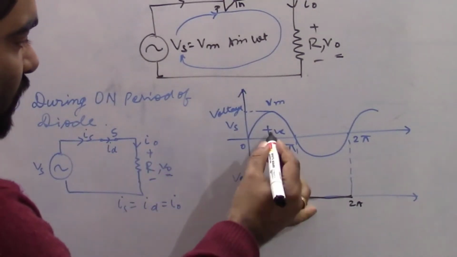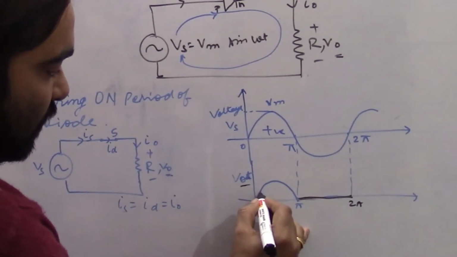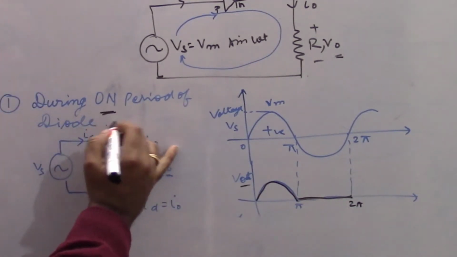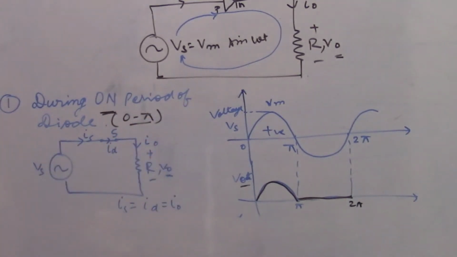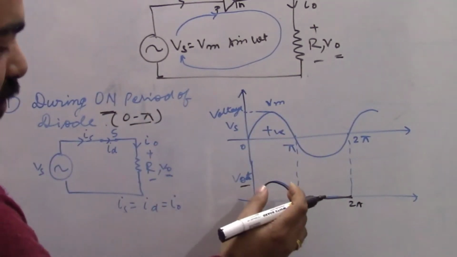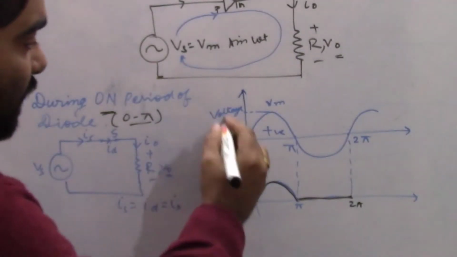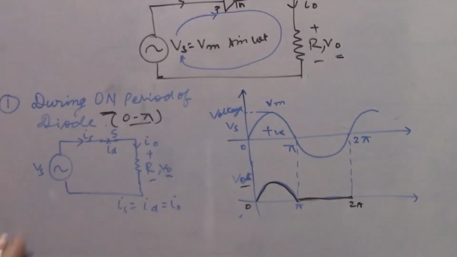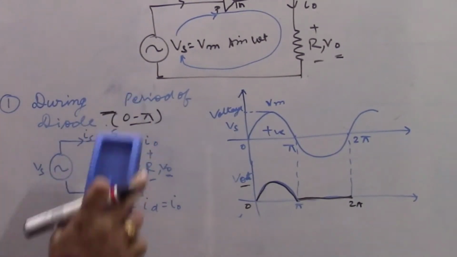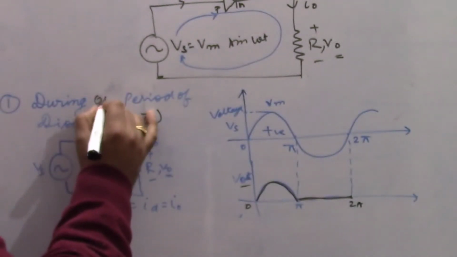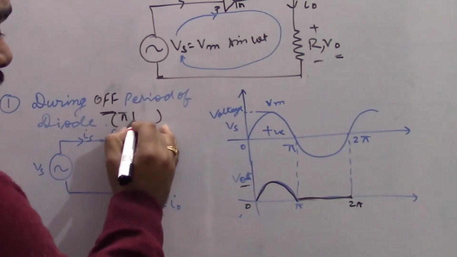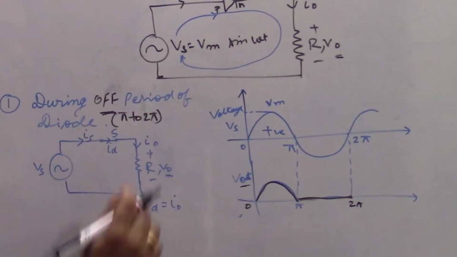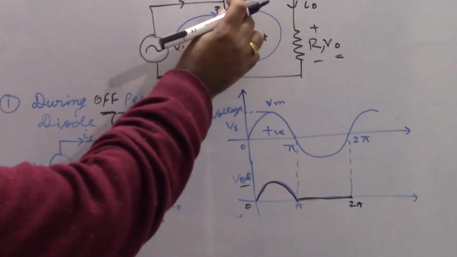Here, during the positive half, we are getting a positive output voltage for the on period of the diode, meaning from 0 to pi. For the 0 to pi period we will get the output voltage the same as the input voltage. Okay, and now we will check the off period. During the off period of the diode, from pi to 2 pi, this one is off.